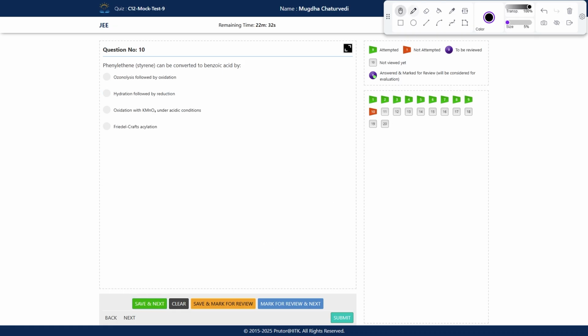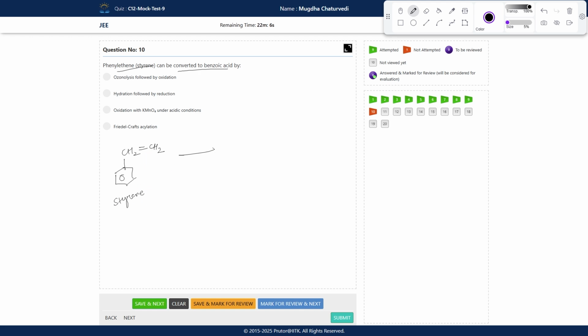Next question, it is saying phenylethene, which is also called styrene, it can be converted to benzoic acid by. So if you see over here, to this benzene ring, you have CH2 double bond CH2. So this is phenylethene, or you can also call it styrene, okay.